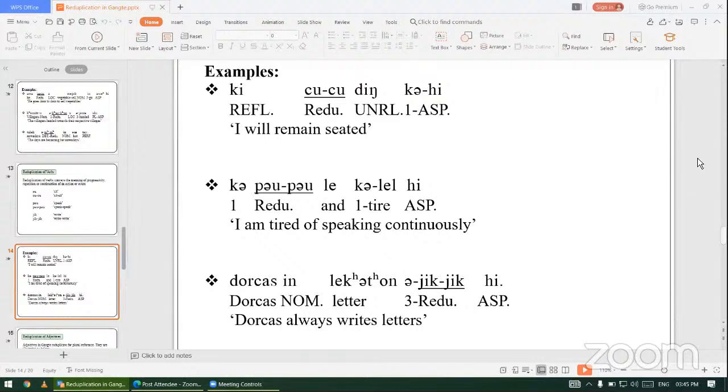I was curious, is the reduplication fully productive with the verbs? Can you reduplicate any verb? Yeah, go ahead. The verb, yeah. I think most of the verbs can be reduplicated, sir. Most verbs. So. Yeah.